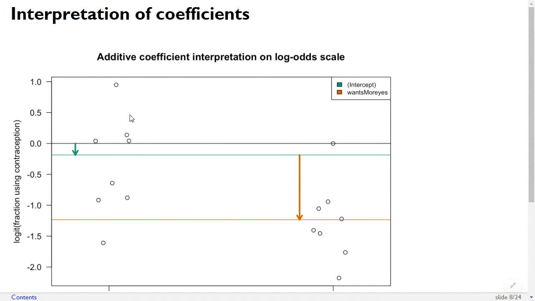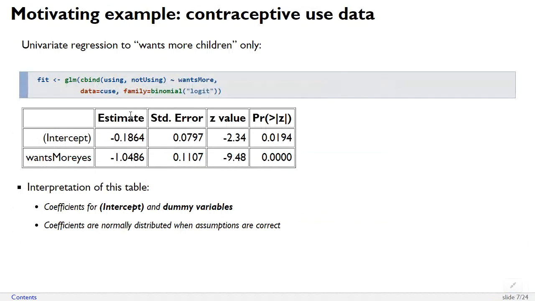Can you repeat the question? Okay, my question is, what is the probability of the group who wants more children using contraceptives? Less than 50%. Sorry? Less than 50%. It is less than 50%. Estimate is minus 1.18, so 1.04.